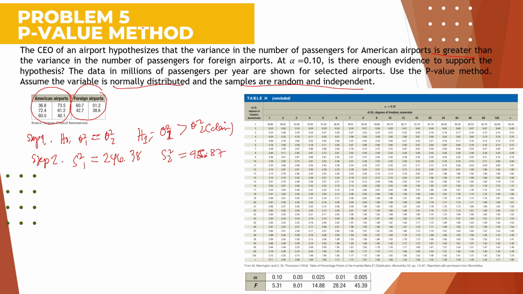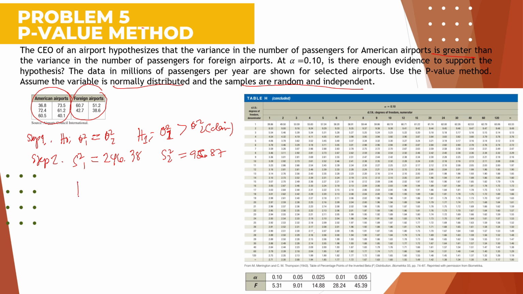95.87. So we have to know how to compute using a calculator, because in this case, the calculator is very important if the given are in raw data. We have to compute the variance. From getting the standard deviation, we have to square it to get the variance, and also compute using the mean. We can go immediately with our calculator. So the variance 1 is equal to 246.38 and the variance 2 is equal to 95.87.